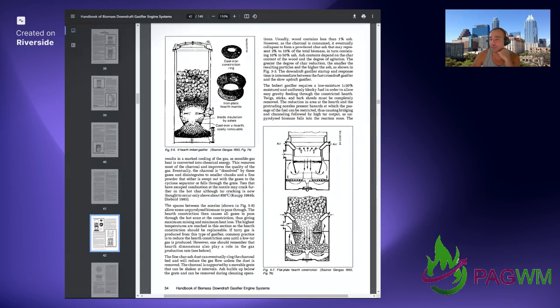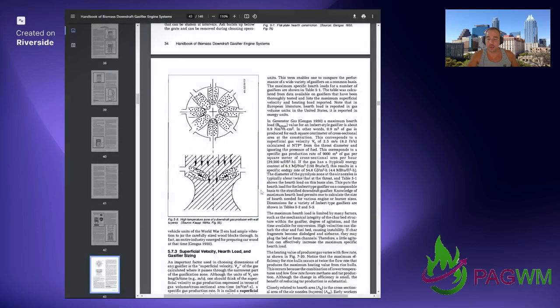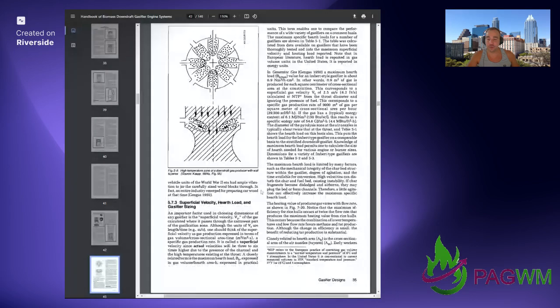Twigs, sticks, and bark shreds must be completely removed. The reduction in the area at the hearth and the protruding nozzles present hazards, in which the passage of the fuel can be restricted, thus causing bridging and channeling, followed by high tar output, as unpyrolyzed biomass falls into the reaction zone. The vehicle units of the World War II era had ample vibration to jar the carefully sized wood blocks through. In fact, an entire industry emerged for preparing charwood at that time.